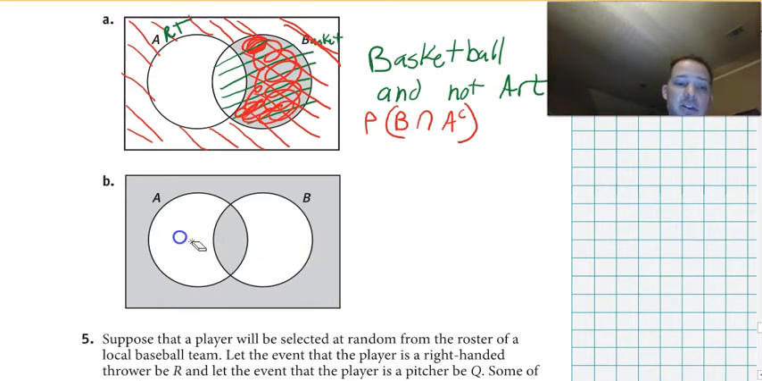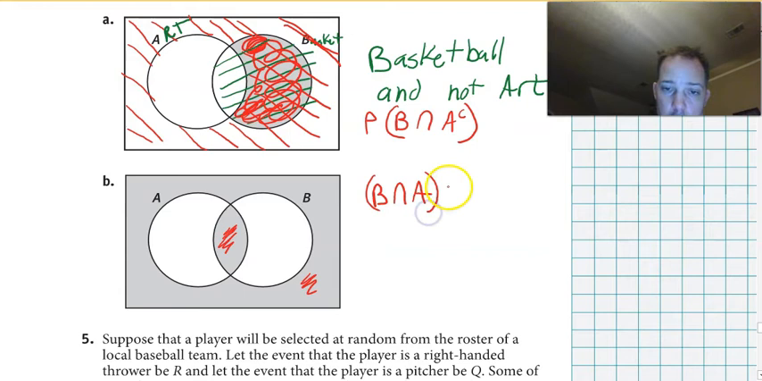So the shaded region then is only the kids that are in both or neither. Okay, how can I do that? How can I find the kids that are in both or neither? Well, I want the kids that are in basketball and art. That's the intersection. Or neither, the complement of the union of those. So basketball or art, complement.